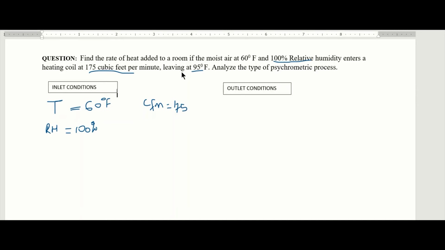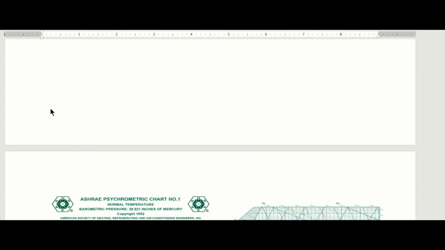Then for the outlet, it leaves at 95 degrees Fahrenheit. That's my dry bulb temperature. So I can call this my dry bulb temperature 2. Here's my dry bulb temperature 1. So T is our dry bulb temperature. All right. So before I continue, let me look at my chart.